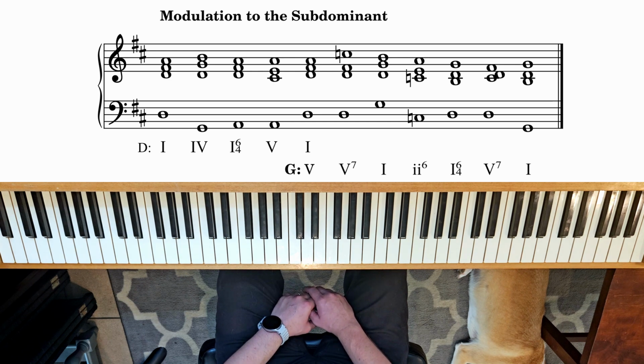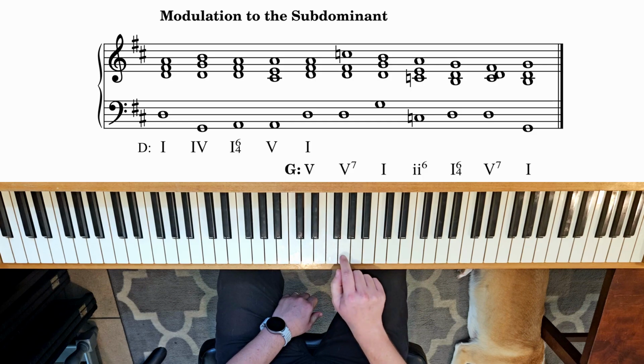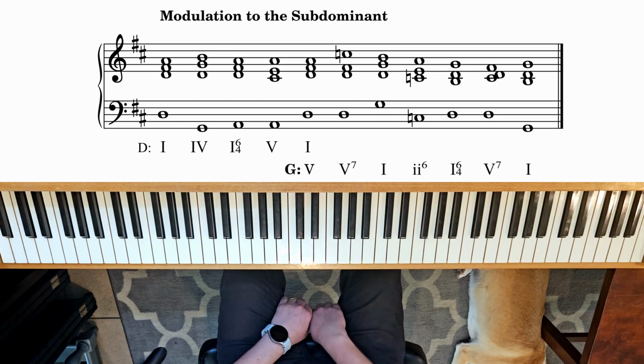So let's do it. Let's take our key of E flat major, modulating to its subdominant, 1, 2, 3, 4, the key of A flat major.